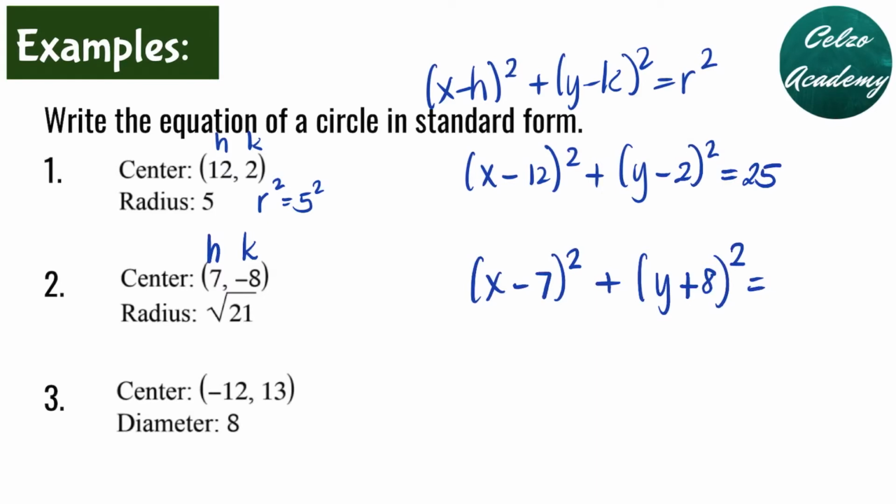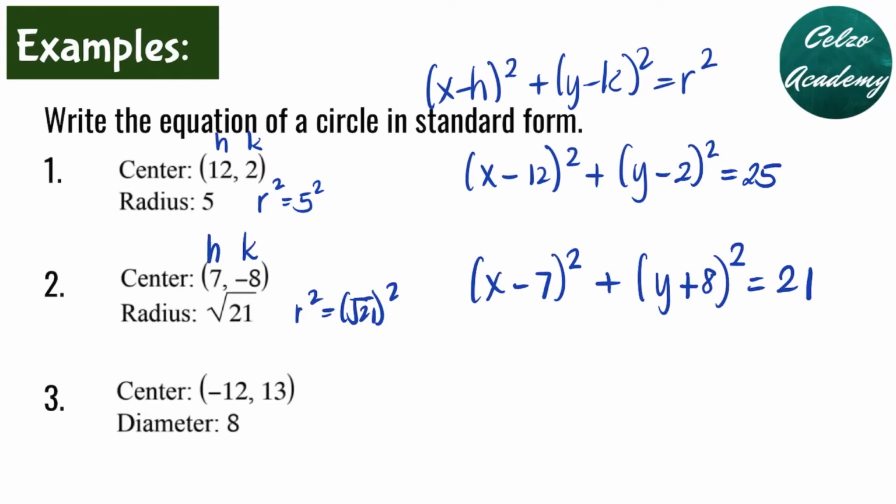Now, if radius is square root of 21, then r squared is root 21 squared. And the square of the square root of 21 is 21. So the answer for question number 2 is (x minus 7) squared plus (y plus 8) squared is equal to 21.